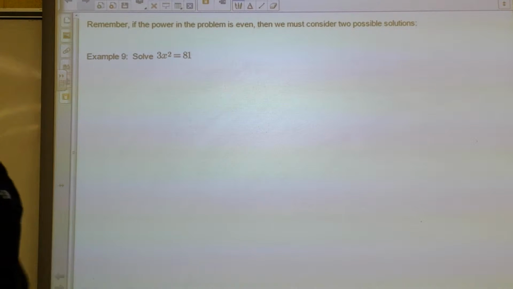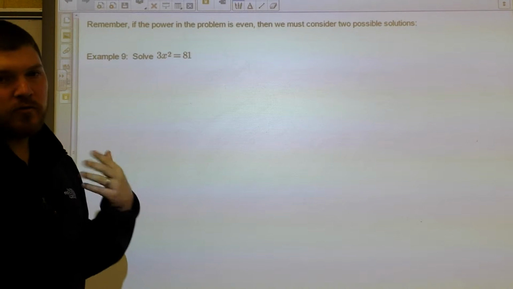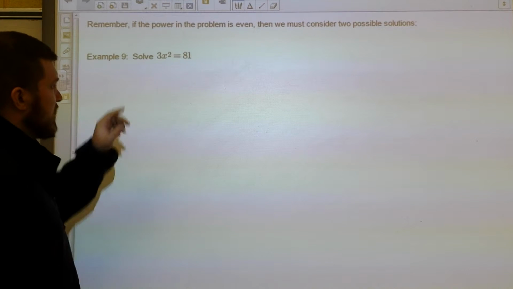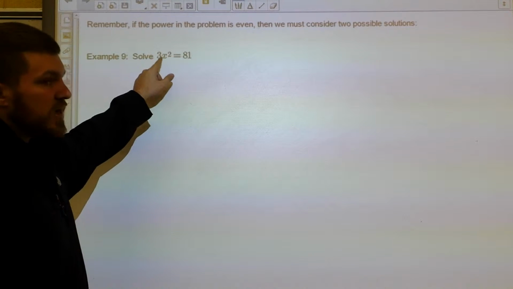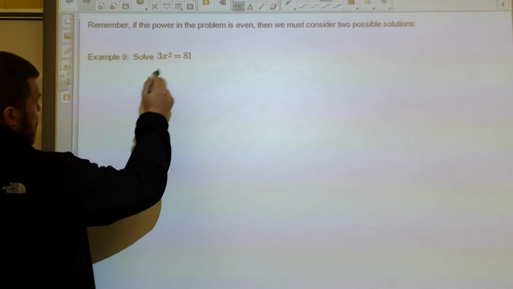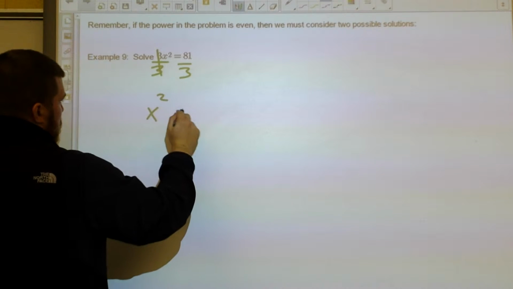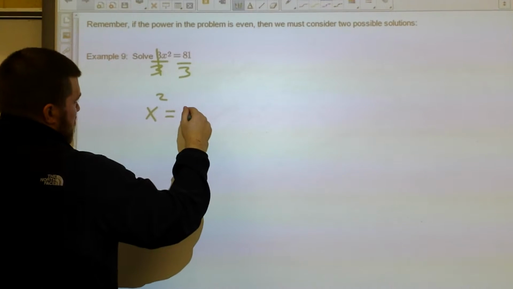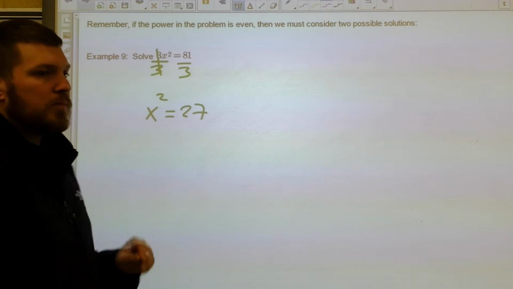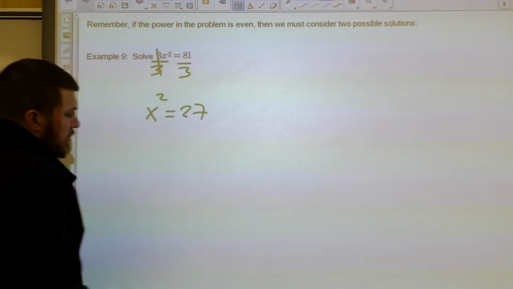Okay, another example. So remember, if the power in the problem is even, 2, 4, 6, 8, etc., then you're going to have to consider 2 possible solutions. And as always, we've got to start off by getting the piece with the power by itself first. So in this particular problem, example 9, I'm going to divide by 3 on both sides before I do anything else. So when I do that, I get x squared is equal to 81 divided by 3, which is 27. If you can't do that in your head, please, I beg you, take a few seconds and do that in your calculator. Okay, no big deal.